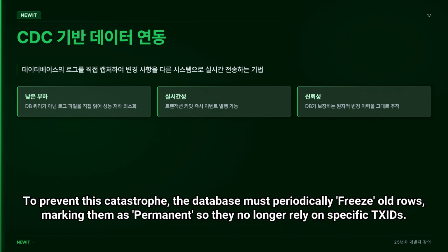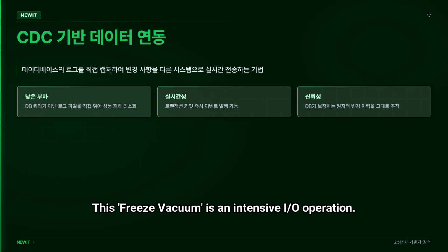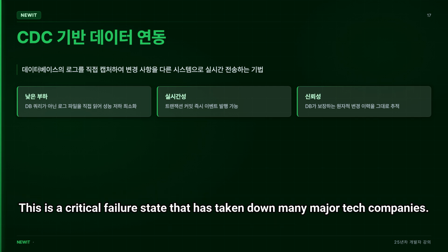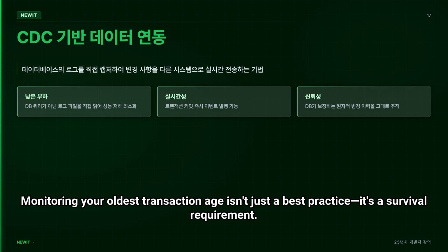To prevent this catastrophe, the database must periodically freeze old rows, marking them as permanent so they no longer rely on specific TXIDs. This freeze vacuum is an intensive I/O operation. If your database reaches the autovacuum freeze max age without completing this process, the engine will enter a read-only safety mode or shut down entirely to prevent data corruption. This is a critical failure state that has taken down many major tech companies. Monitoring your oldest transaction age isn't just a best practice, it's a survival requirement.